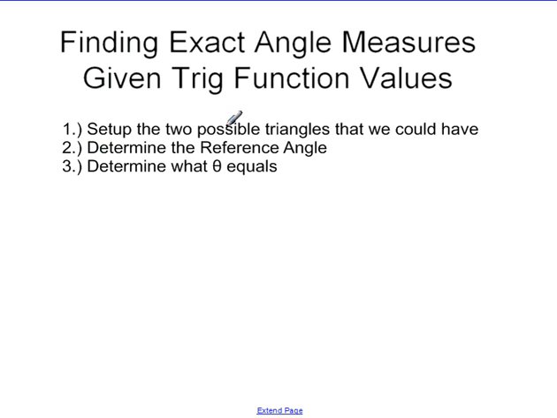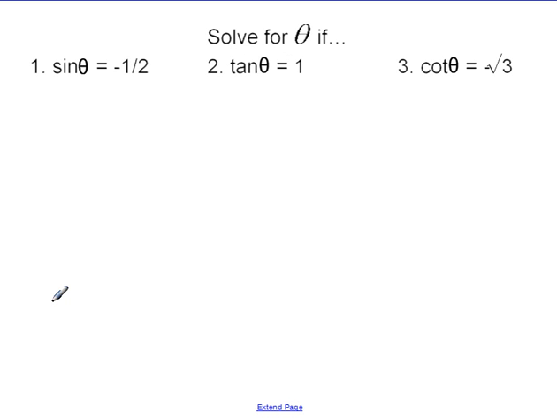Alright, so here are the steps we've figured out. Set up the 2 possible triangles, determine the reference angle, and then from the reference angle come up with what theta would equal. Alright, give these a shot. Let's see what you guys can come up with here for these problems.